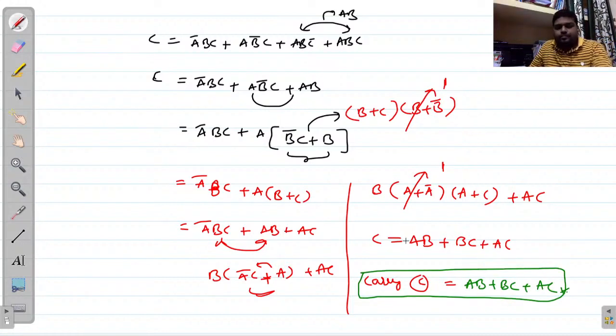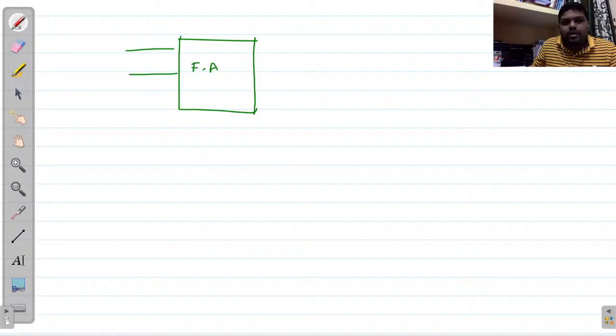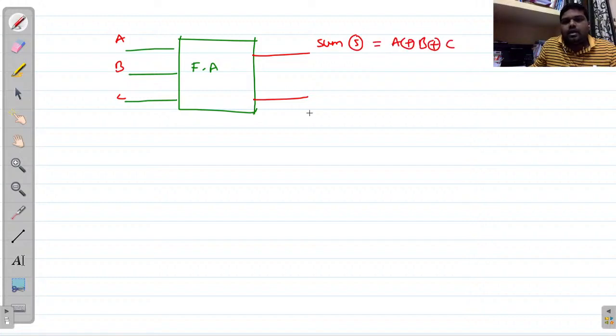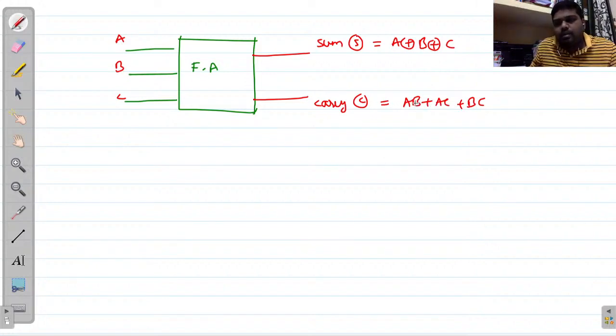Now, this is our full adder. Here I am providing 3 inputs, that is A, B, C. I am getting 2 outputs: sum S equals A XOR B XOR C, and the carry C equals AB plus AC plus BC. So these are the Boolean expressions. Clear? So the first part is over.